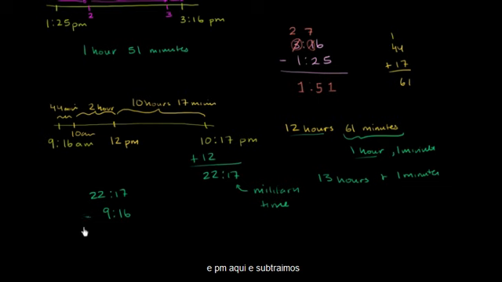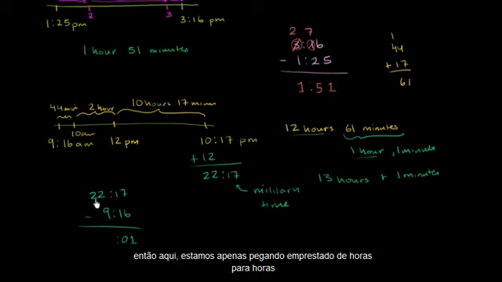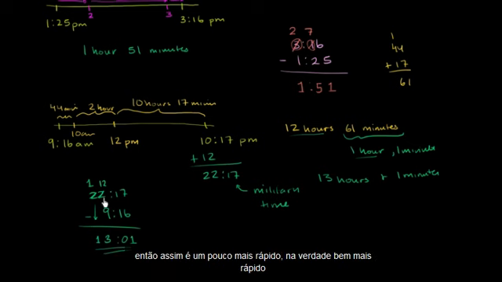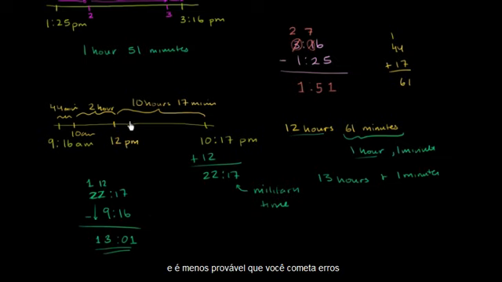And then we subtract. 7 minus 6, and it doesn't look like we have to do any borrowing here. 7 minus 6 is 1. 1 minus 1 is 0. And then we go into the hours, and we have to do a little bit over here. Or we can just know what 22 minus 9 is. But let's borrow. So here we're just borrowing hours from hours. So if this 2 becomes a 1, we can add 10 to this 2 right over here. So this becomes a 12. 12 minus 9 is 3. And then you just bring down that 1. And we have 13 hours and 1 minute. So the same result. This is a little bit faster, actually a lot faster, and you're less likely to make mistakes because you don't have to do all this stuff in your head.